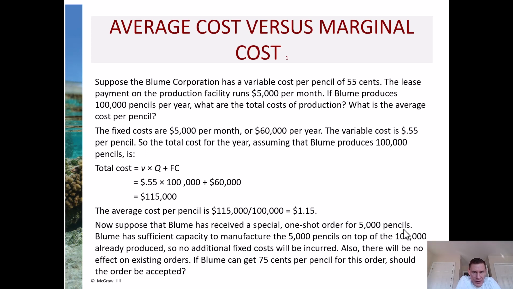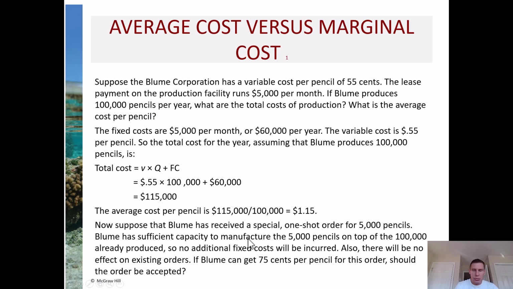So we know the fixed cost of $5,000 a month, times 12, is $60,000 a year. The variable cost is 0.55 per pencil, 55 cents. So the total cost for the year, assuming that they produce 100,000, just plug in your numbers, right? So 0.55 for V, 100,000 for Q, and then 60,000 for the fixed cost equals 115,000. So the average cost per pencil, we would just take the 115,000 total cost, divide it by the number of pencils. They said they were producing 100,000 pencils per year, and then we get $1.15 per pencil.